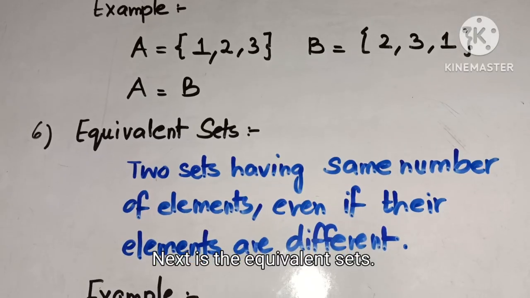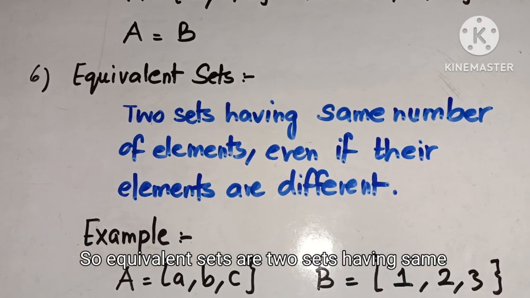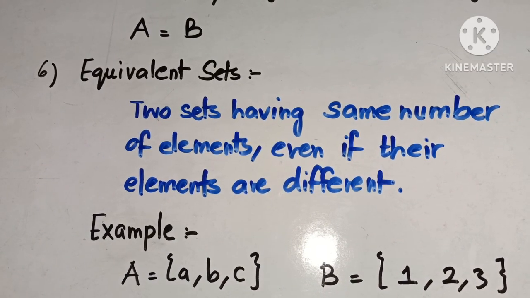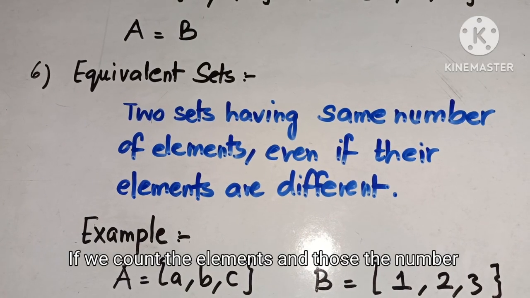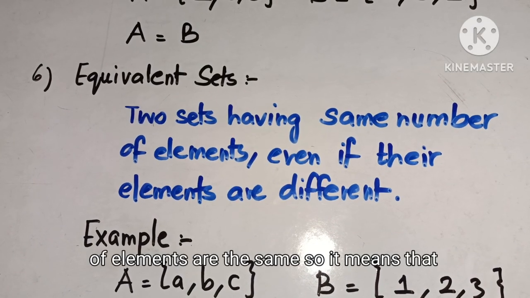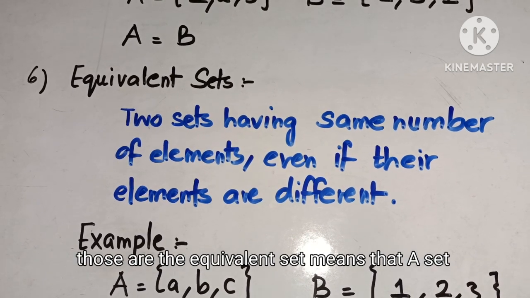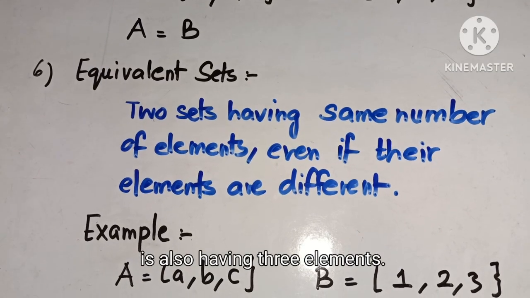Next is the equivalent sets. Equivalent sets are two sets having the same number of elements, even if their elements are different. If we count the elements and the number of elements are the same, it means those are equivalent sets. Set A has 3 elements and set B also has 3 elements.